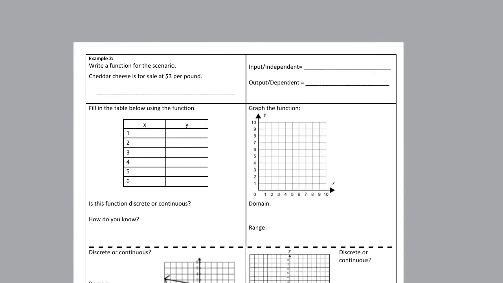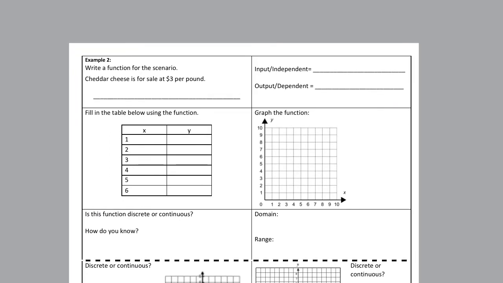The first one we're going to start out with, we're going to try to write a function for this scenario that's right beneath there. Write a function describing that cheddar cheese is for sale at $3 per pound. So the total cost of the cheese is $3 per pound. The independent variable x we're going to find, and the dependent variable y we're going to find. Take a second and try to write those on your own.